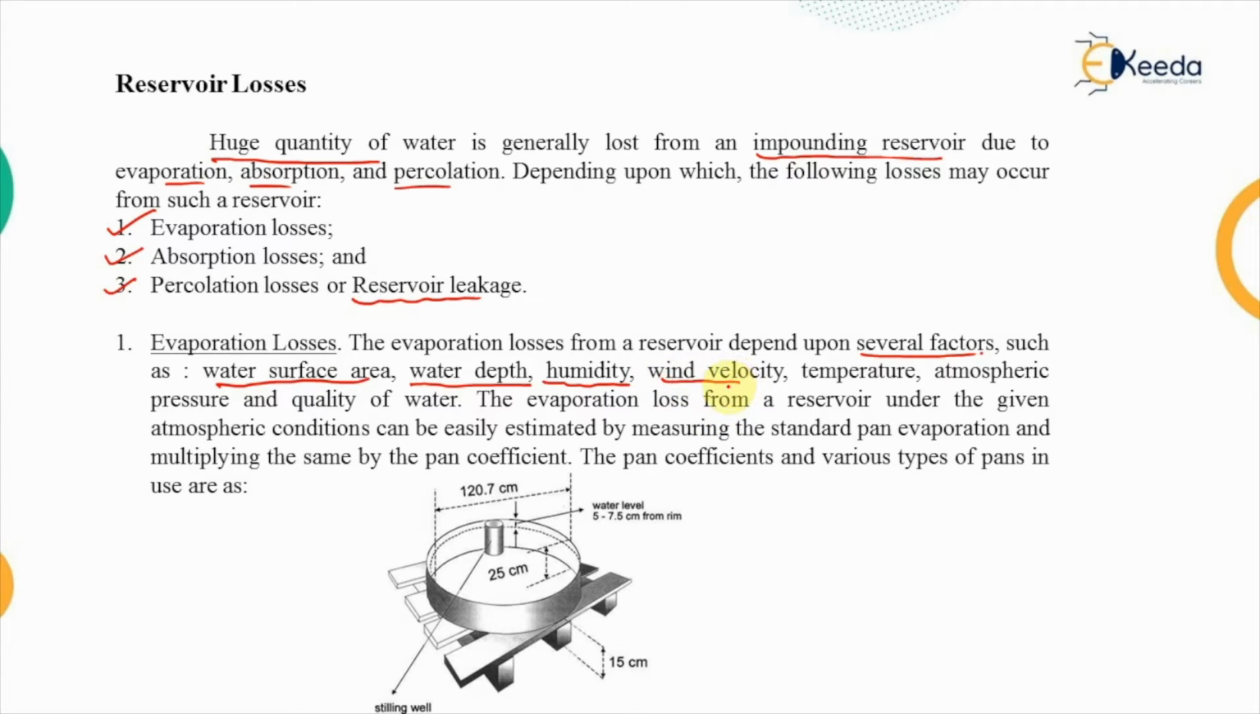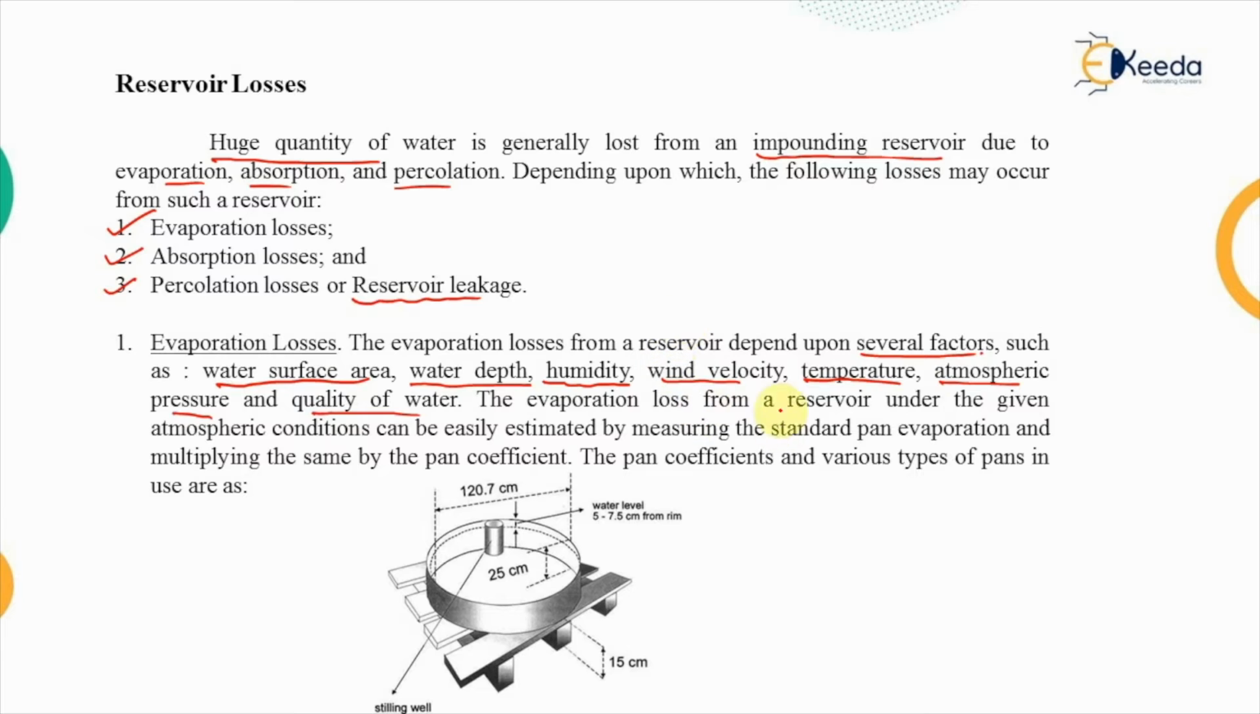Then wind velocity. If the wind velocity is more, then it would not allow a huge blanket of water vapors above the reservoir, and that will quickly move it aside. Then the temperature, obviously that is a major factor. If the temperature is more, the evaporation will be more. Then the atmospheric pressure and the quality of the water. If the water is contaminated or salty, then there will be lesser chances of evaporation.